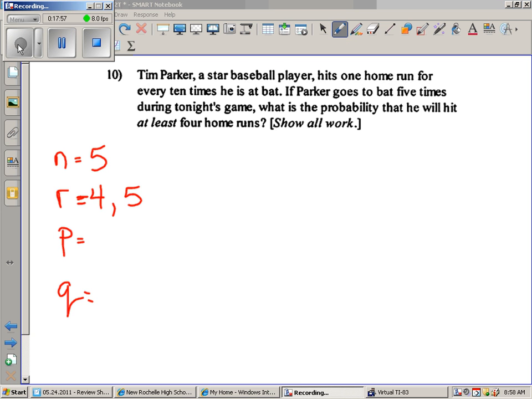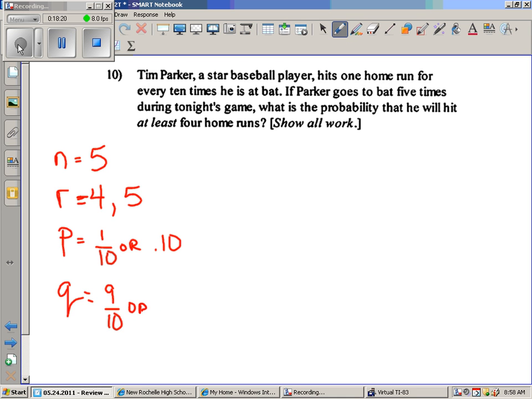So what's the probability he hits 1 home run for every 10 times he is at bat? Does he suck? Yeah. It's a 1 out of 10 chance. That means he doesn't hit a home run 9 out of 10 times. That's horrible. What's 1/10 as a fraction, as a decimal? 0.1. It's like 10 cents.